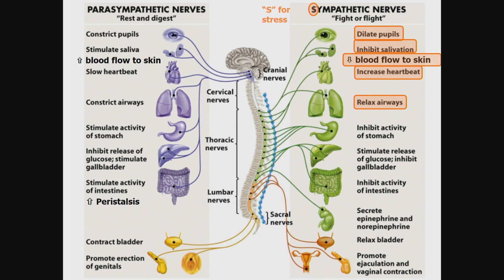Relaxes the airways. Inhibits activity of stomach, again part of digestion. Stimulates release of glucose, so that's the liver. Glycogen would be converted to glucose. And inhibits the gallbladder because the gallbladder secretes bile for digestion, which isn't needed if you are fighting or fleeing.